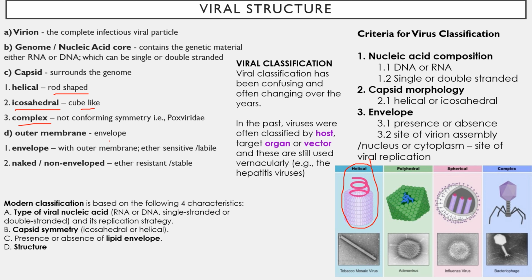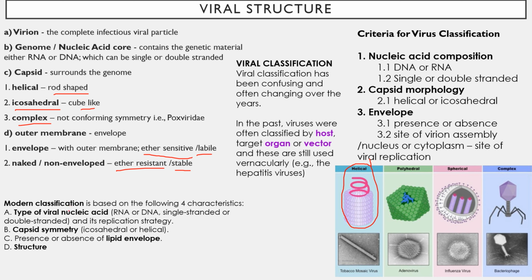Then we have your outer membrane. This is the envelope. Now, take note, class, that not all viruses have an outer membrane or an envelope. If a virus has an envelope, it has an outer membrane. It is ether sensitive or labile. So let me repeat. If a virus has an outer membrane or envelope, it is ether sensitive or labile. If it's naked, a term used for describing non-envelope, it's ether resistant or ether stable.